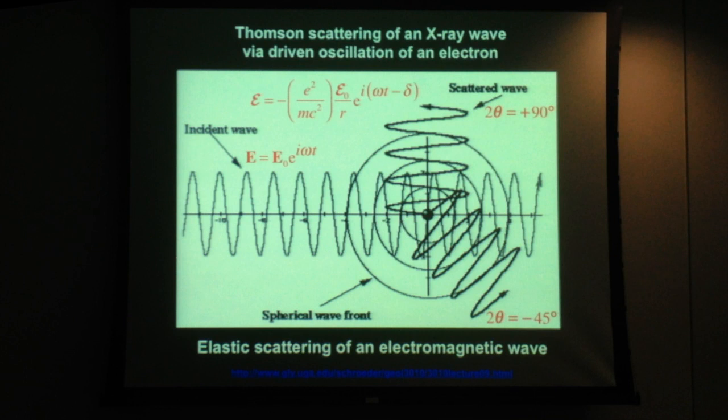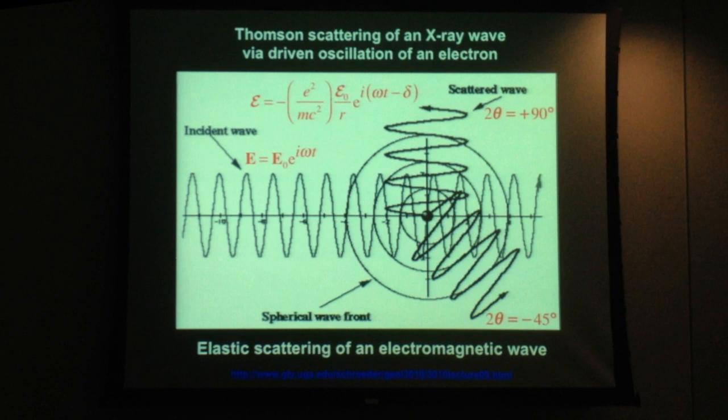Okay. So in some pictures, people say, well, it's not really an oscillation. It's circular orbits or elliptical orbits of the electron about the nucleus. That's accelerated motion, too. So it's not just, it's a three-dimensional oscillation. It's not just in one direction, if you've got an unpolarized incident beam.